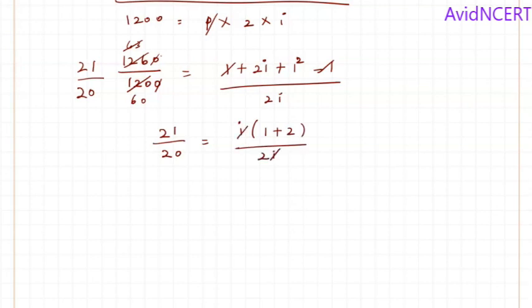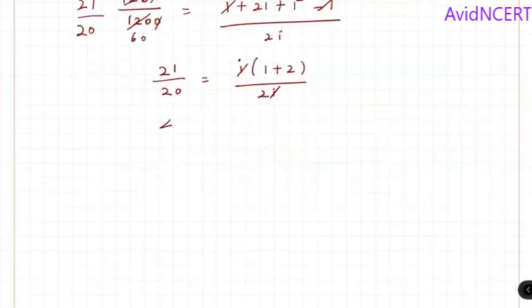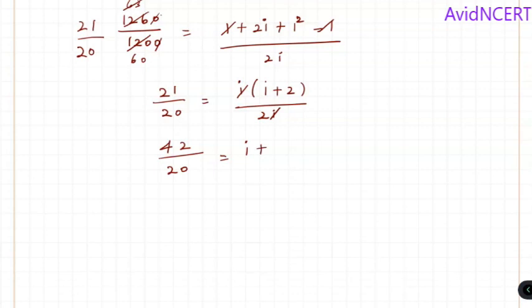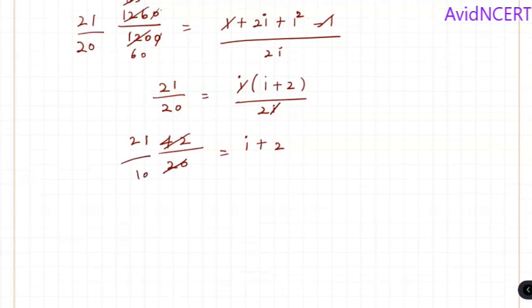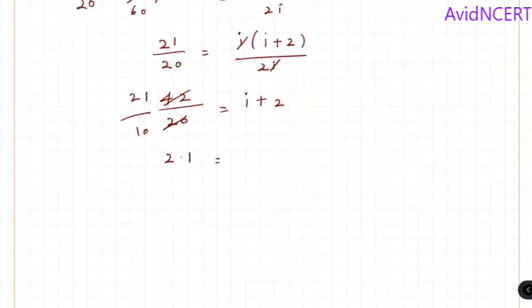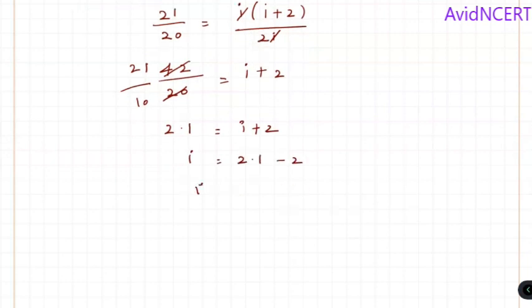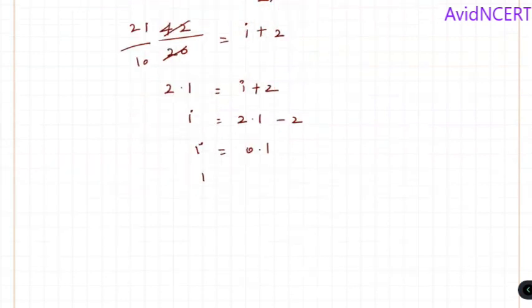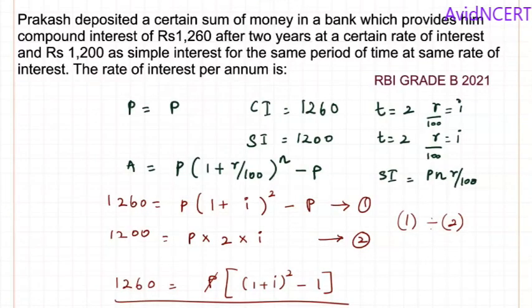This can be cross multiplied, so 2 times 21 divided by 20 equals I plus 2. Simplifying further, 2 times 21 is 42, and 42 divided by 20 is 21 by 10, which equals 2.1 equals I plus 2. So I equals 2.1 minus 2, which is I equals 0.1, which is nothing but the rate of interest equals 10%. 0.1 is 10%. The rate of interest per annum is 10%.